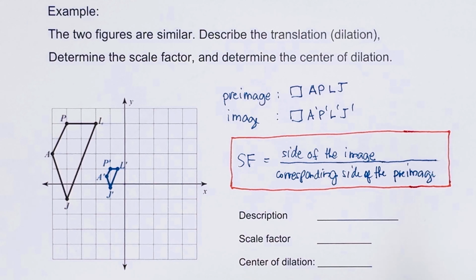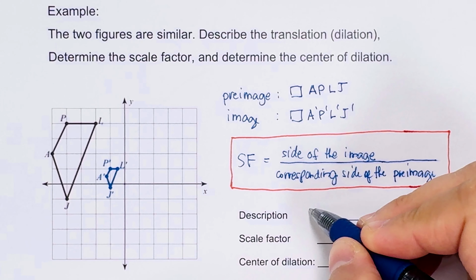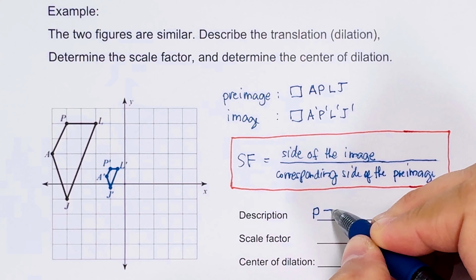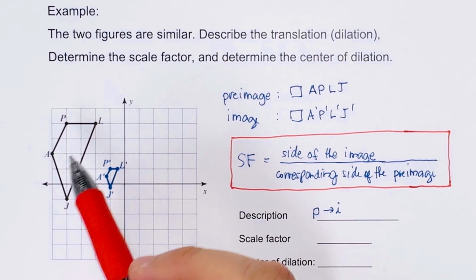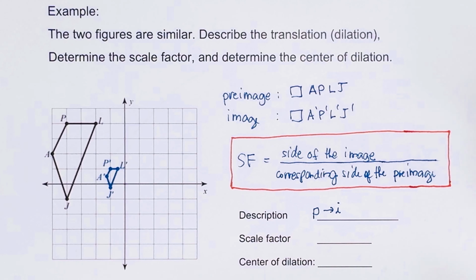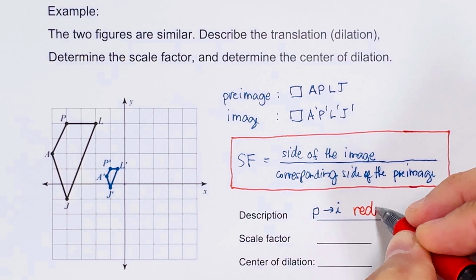Okay, so let's describe this given picture right here. To make the description, we always start from pre-image to image. What's going on? Was it enlarged or was it reduced? It was reduced, right? Because from a bigger picture, the blue one turns into a smaller picture. So this was reduced. So I'm going to write that down here.